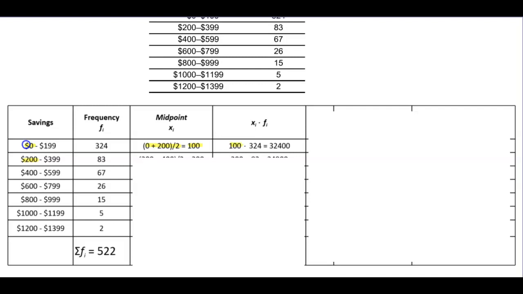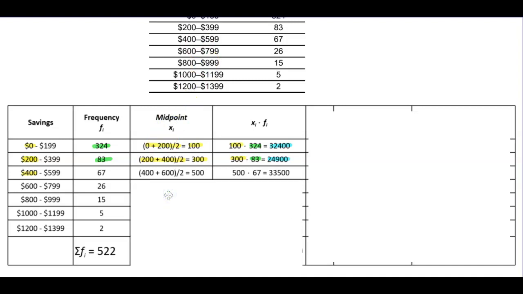We take that 100, which is the midpoint, and multiply it by the frequency of 324 to get the result of 32,400. Next, we take the next lower limits, 200 and 400. 200 plus 400 divided by 2 gives us 300. We multiply the midpoint of 300 by the frequency of 83 to get the total of 24,900.